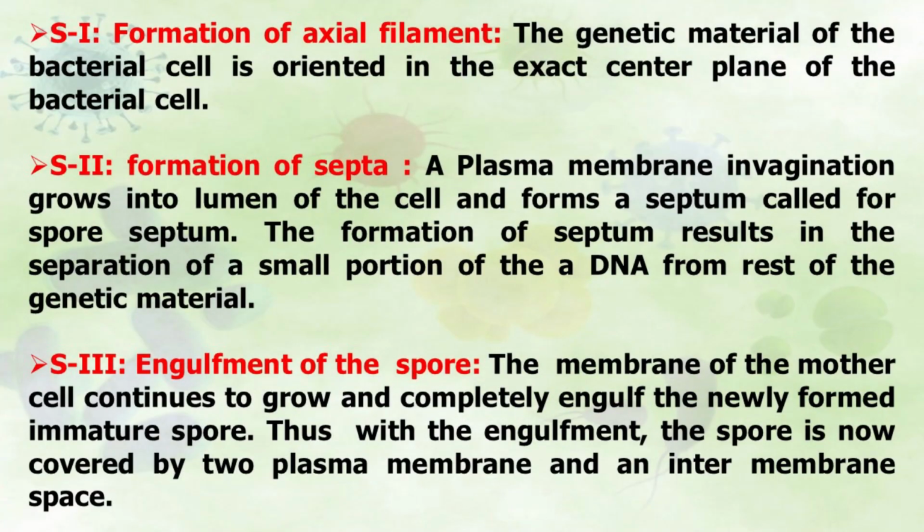This one is stage 1, formation of axial filament. The genetic material of the bacterial cell is oriented in the exact center plane of the bacterial cell. Next one is stage 2, the formation of septa. The plasma membrane invagination grows into the lumen of the cell and forms a septum, called the spore septum. The formation of the septum results in the separation of a small portion of DNA from the rest of the genetic material. Stage 3, engulfment of spore. The membrane of the mother cell continues to grow and completely engulfs the newly formed immature spore. Thus, with engulfment, the spore is now covered by two plasma membranes and an intermembrane space.